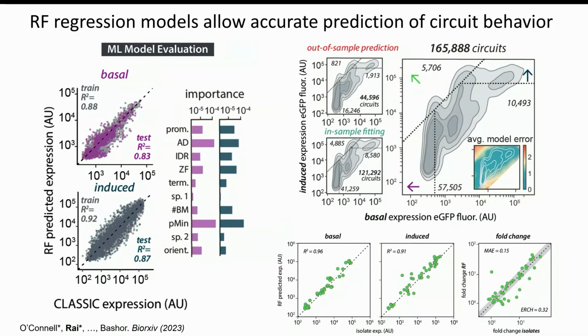So what this let us do is measure the 44.5K circuits that we weren't able to see initially, and also refit the 121K circuits that we were able to measure, for a complete design space of 166,000 variants. By the way, I should mention these are contour plots, and the x-axis is the basal expression, and the y-axis is the induced expression. So really, the region that we care about is this top left corner of this space, which represents things that are low basal and high induced, so they have a high fold change response.